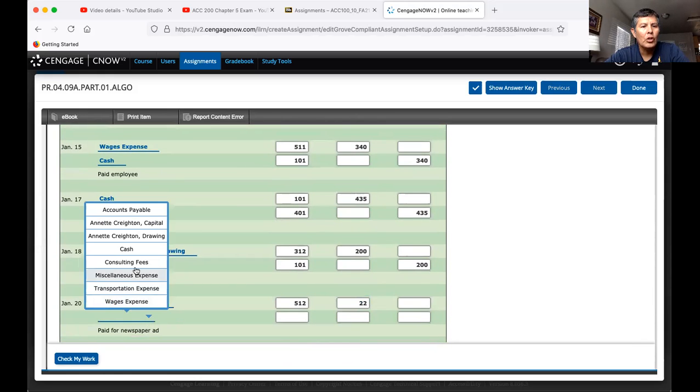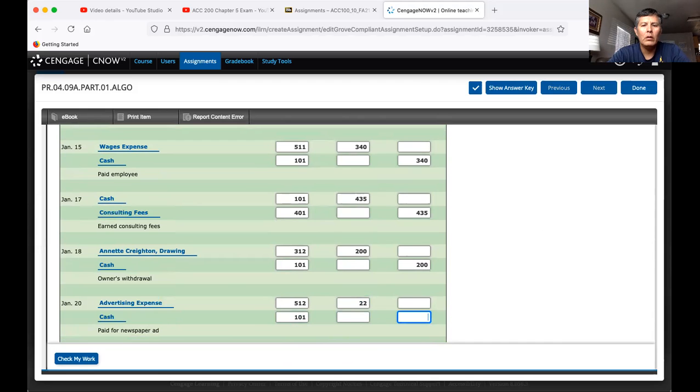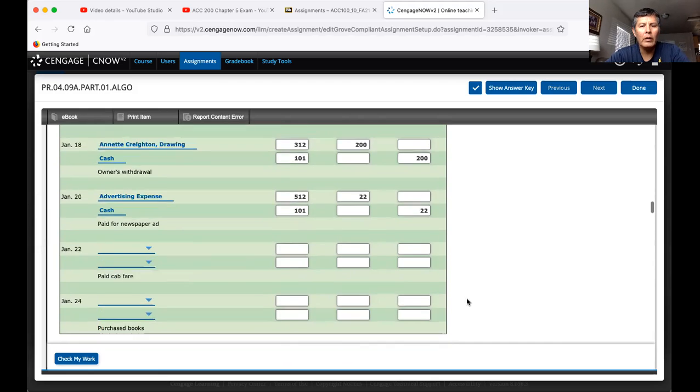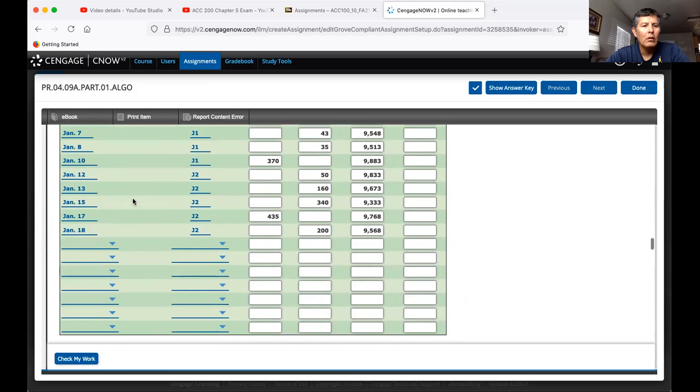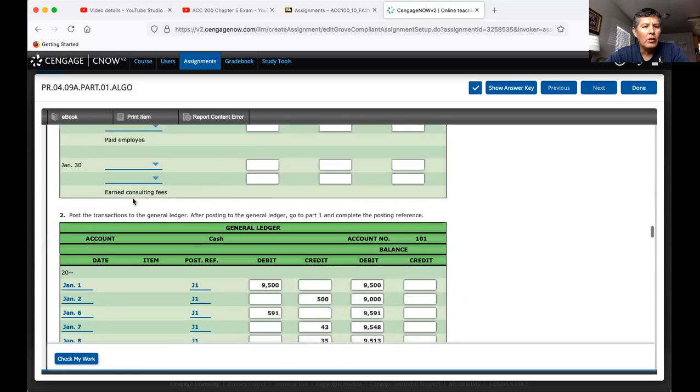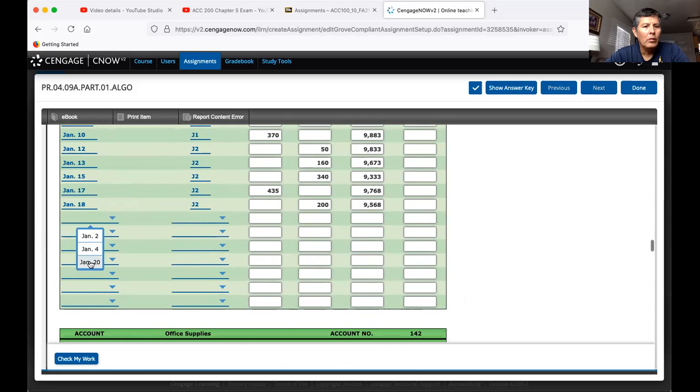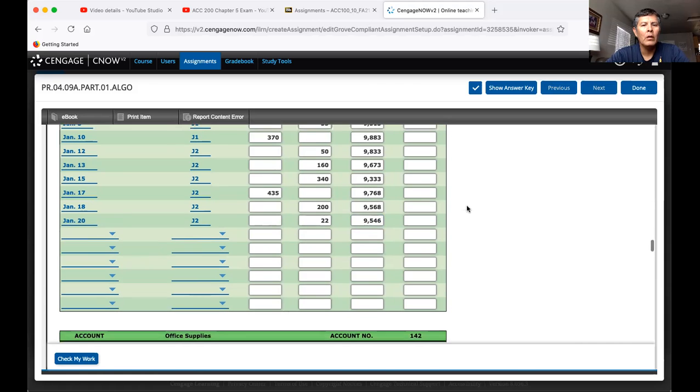Okay, this is cash. Again, we got to go down here and record this in each of the journals. Let me double check the date. January 20th. This is still J2. Okay, we're going to 22 here. So 9568 minus 22 is 9546. 9546 is going to be the balance. So notice how this is a running balance. Okay, so we did cash.